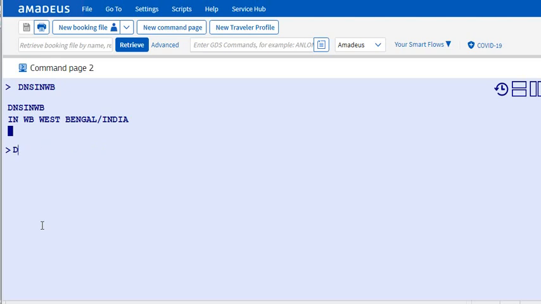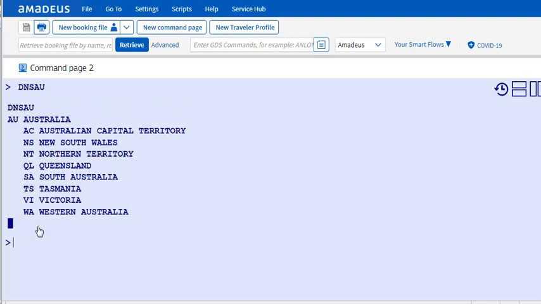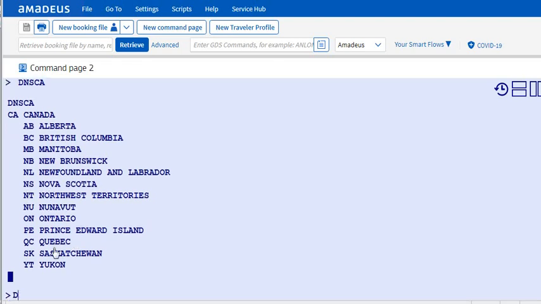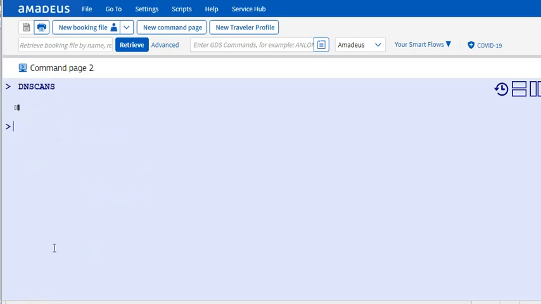Let us try DNS GB, Great Britain, it does not have any state code. DNS PK, Pakistan does not have any state code here in Amadeus. DNS AU, it has got the state codes. So this is the country where you can find the state codes. DNS CA, you can find Canada has got the state codes. Suppose I want to find Nova Scotia, NS, DNS CA NS, and you can find Nova Scotia is in Canada.